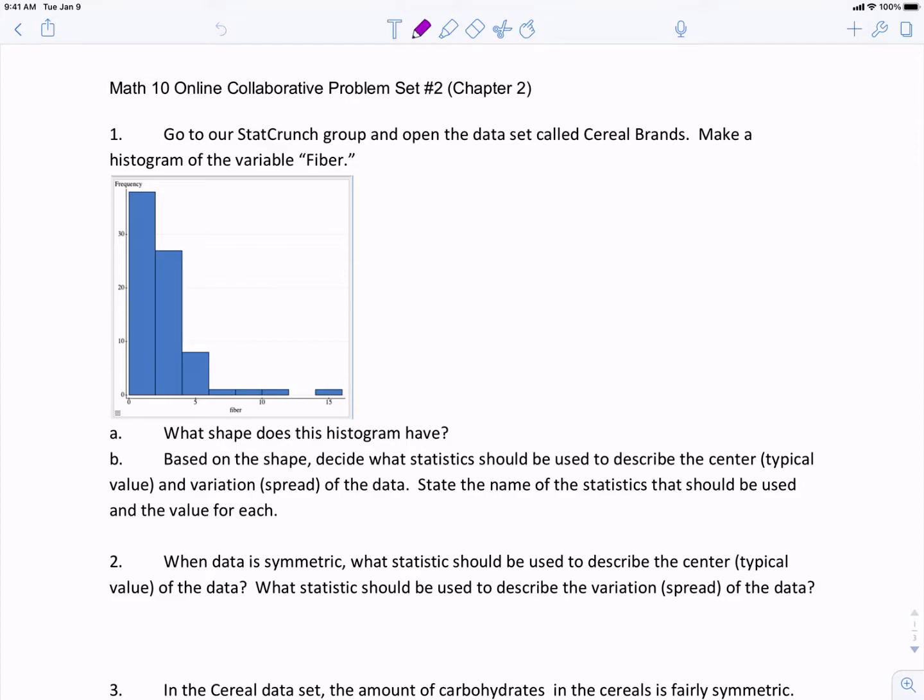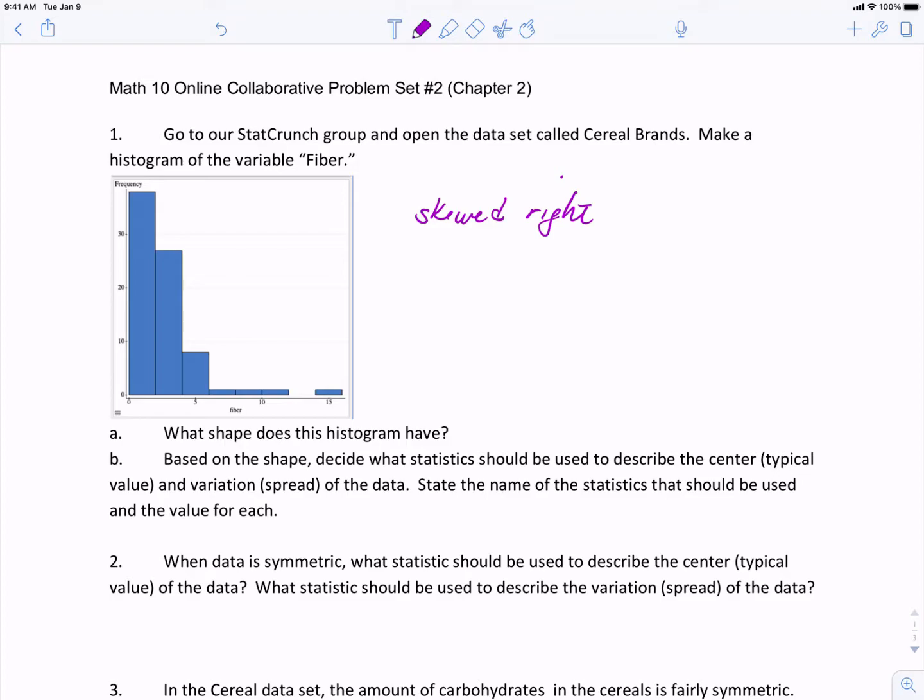What shape does this histogram have? So we can see that this is skewed. And if you think about the toes of your feet, this resembles your right foot. So this is skewed right. So based on the shape, what statistics should you use to describe the center or typical value and the variation or spread of the data? State the name of the statistics that should be used and the value for each.